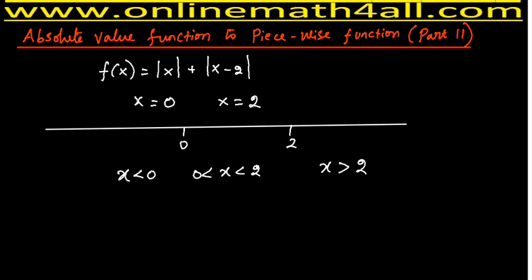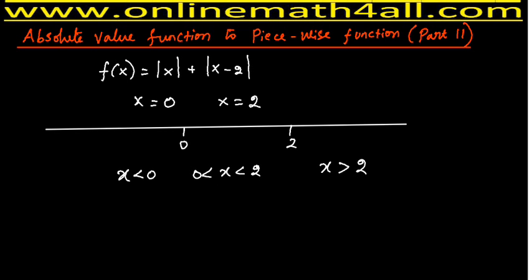In this way we get three intervals: x less than 0, 0 less than x less than 2, that is the value of x is between 0 and 2, and the third interval is x greater than 2. So now we have five conditions. The first condition is x is equal to 0, the second one is x is equal to 2, the third one is x less than 0, the fourth one is 0 less than x less than 2, and the last one is x greater than 2.